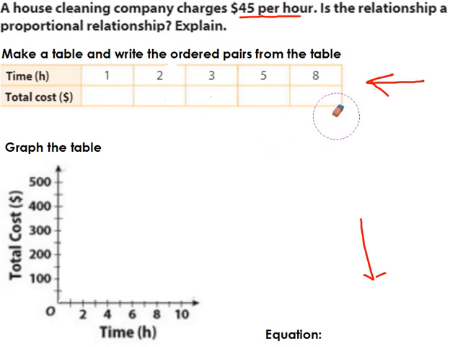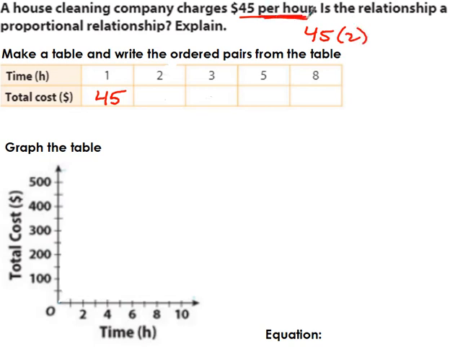$45 per hour. So for 1 hour, that means the total cost would be $45. So for 2 hours, if it's $45 per hour, that would be 45 times 2, because of that word per hour right there. Per hour means we're going to multiply, which will cost 90. Bam. 3 hours, 45 times 3, 135. For 5 hours, 45 times 5. Let's work that out real quick. I get 225.